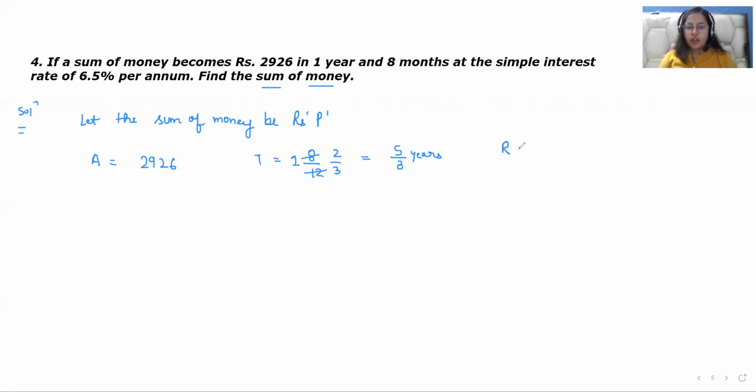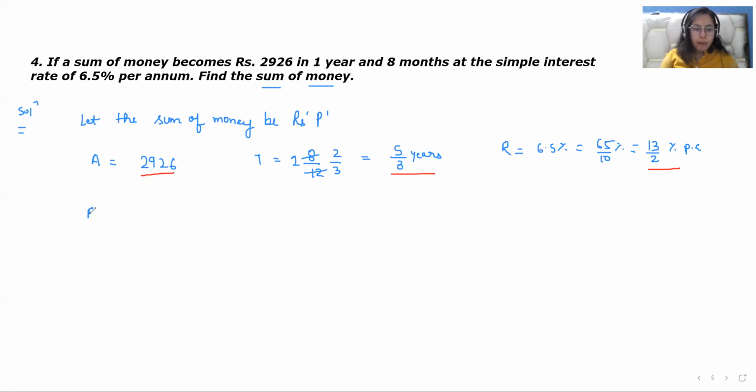And what is the value of rate they gave to us? 6.5%. We can write it as 65 over 10, or we can write it as 13 over 2% per annum. So we'll convert all our values. This is our amount, this is our time, and this is our rate. And we have to find the principal.